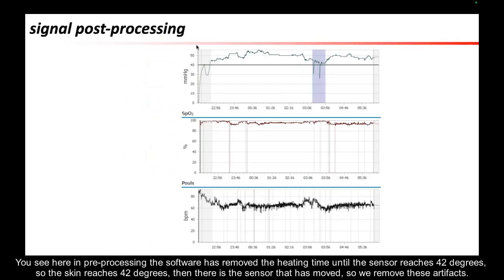You see here in pre-processing the software has removed the heating time until the sensor reaches 42 degrees, so the skin reaches 42 degrees, then there is the sensor that has moved, so we remove these artifacts.